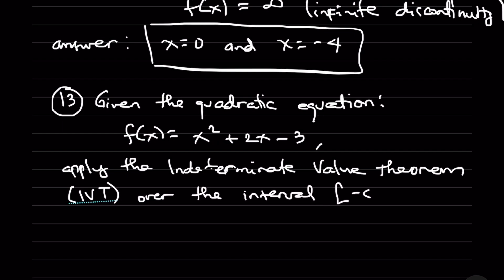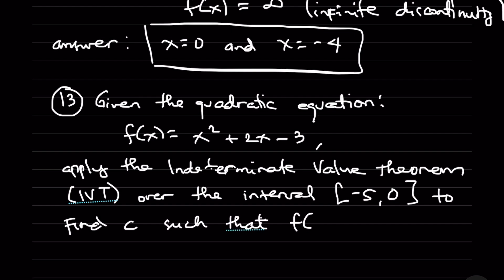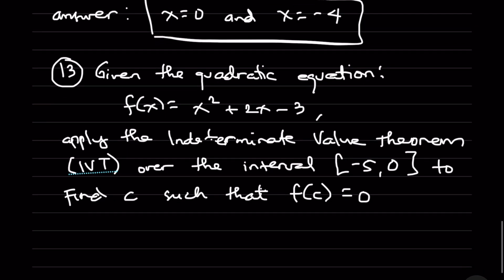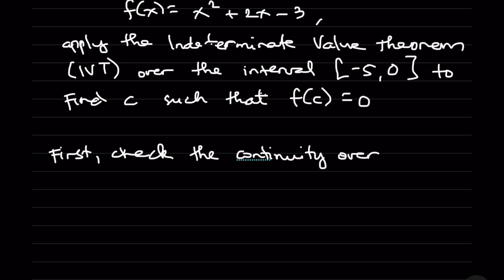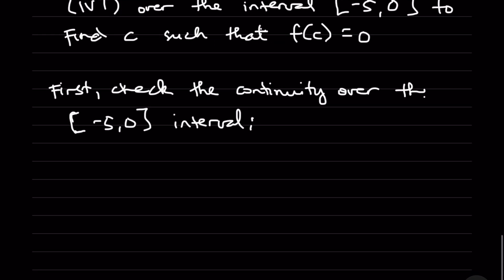Over the interval -5, 0, find c such that f of c is equal to 0. So essentially, you just want to find the value of x wherein the value of y is equal to 0 in the given interval, which is -5, 0. So the procedure in applying the IVT is first to check the continuity over the interval.